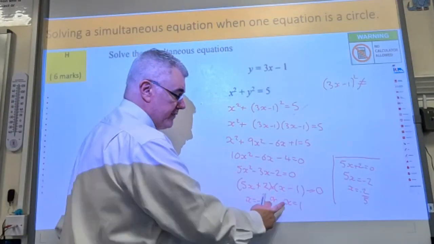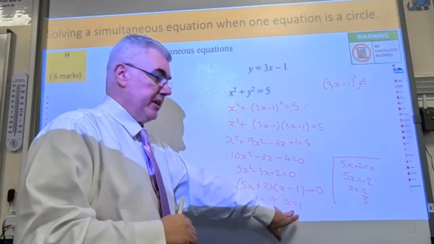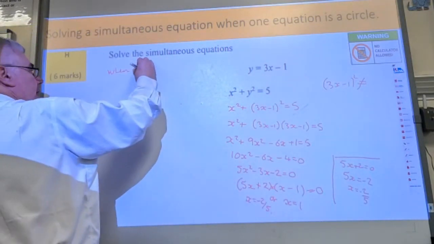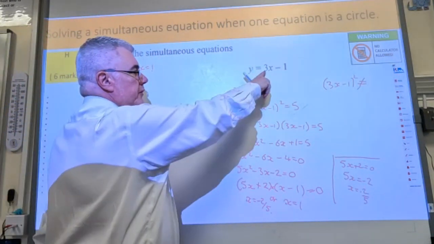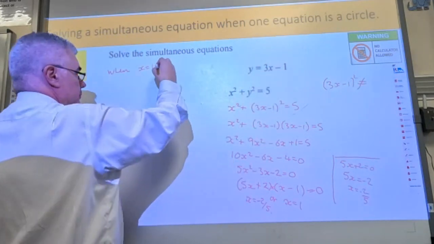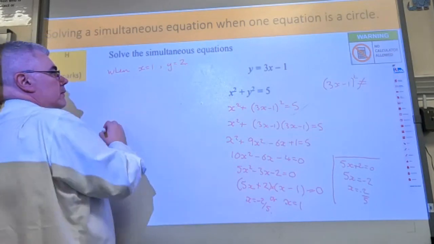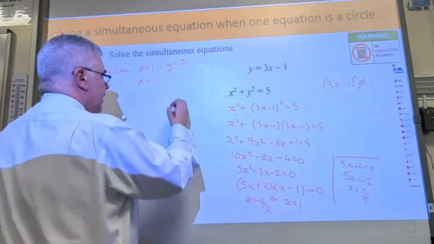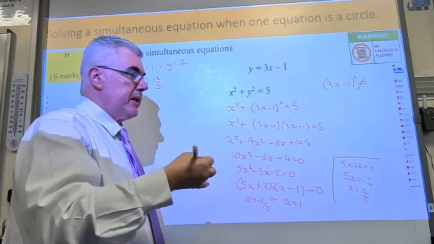I've got my 2 x values, I just need to find my corresponding y values. Let's start with the easy one. When x equals 1, 3 times 1 is 3, subtract 1 is 2. When x equals minus 2/5, it's going to be a little bit of manipulation.